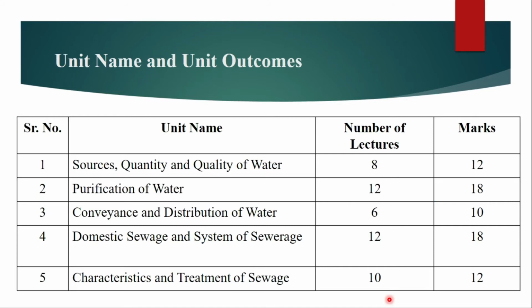The next slide is unit name and unit outcomes with weightage and number of lectures. So first chapter is sources, quantity and quality of water.